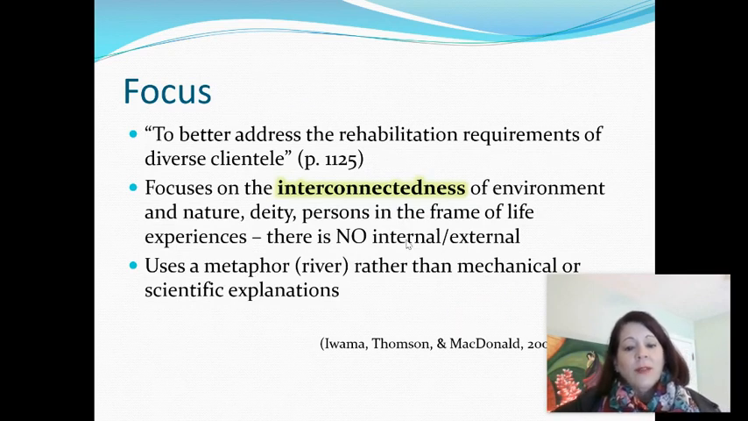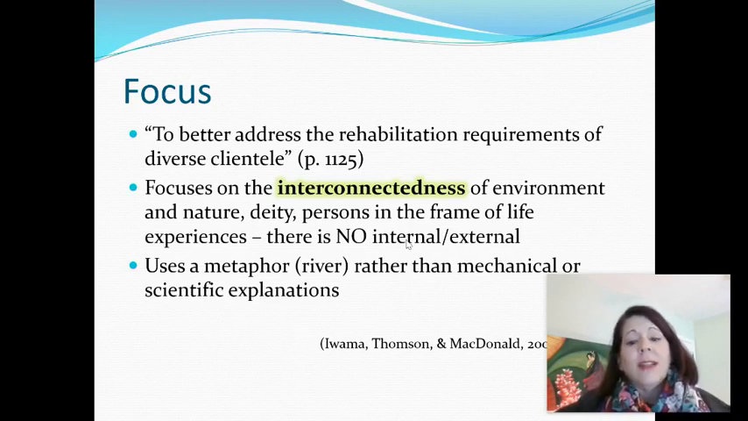So the whole need for this model was to address diverse clientele and to look at the interconnectedness, rather than focusing on the person as the center of everything. It looks at how things are interconnected in the environment, and according to this model, with nature, with deity, with persons, in all of the life experience. In this model, the idea of internal and external doesn't exist. So it's a very different way of thinking.